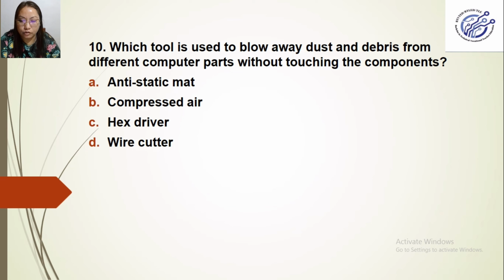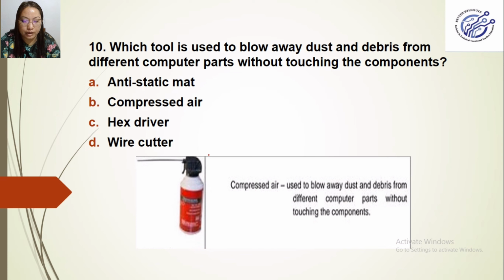Again, itong tatlo dito ay na-present na siya previously. So, ipipresent na lang natin kung ano yung compressed air. Yung compressed air po, siya po yung ginagamit. So, to blow away dust and debris from different computer parts without touching the component. So, pag nakikita nyo dito, para siyang may hose. So, dyan po, dadaan po yung ating air para po i-blow niya yung ating mga dust sa ating computer. So, number 10, we have letter B as our answer.